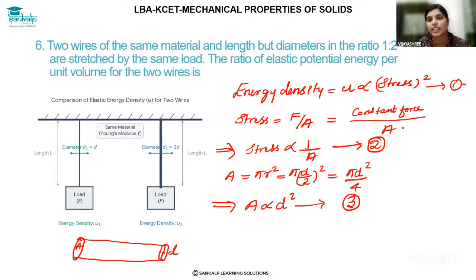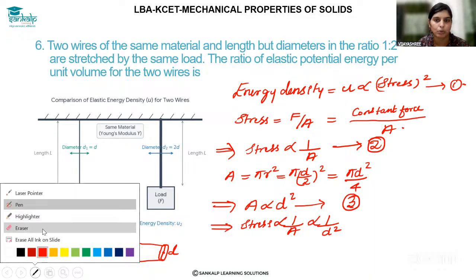So look here, stress is inversely proportional to area. Area is directly proportional to the square of the diameter. So we can relate the stress and diameter now, which implies stress is inversely proportional to area, and area is inversely proportional to diameter square, right? This is how we can relate.